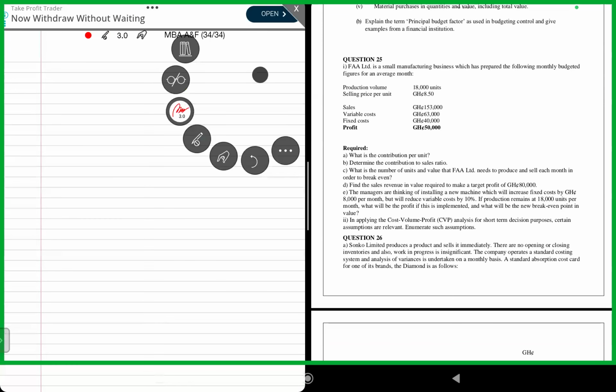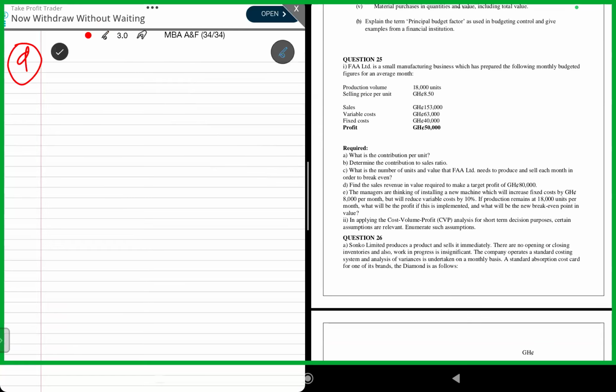The D says find the sales revenue in value required to make a target profit of 80,000. It's very simple. So what comes to mind? Target profit. Be careful. It says profit, so you have to find a function which has a profit in it. Which is the BEP sales value plus the fixed cost plus target profit over.